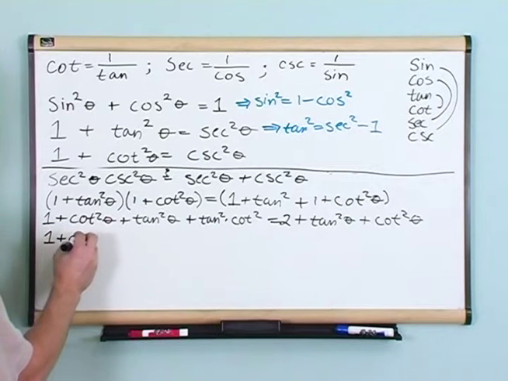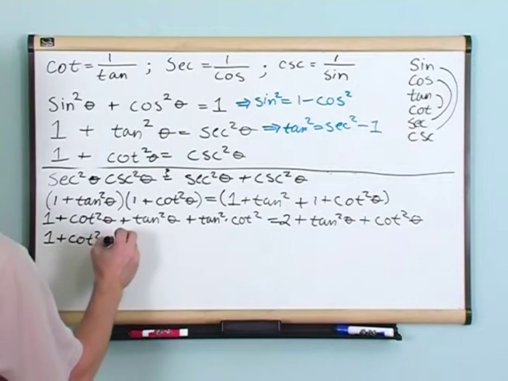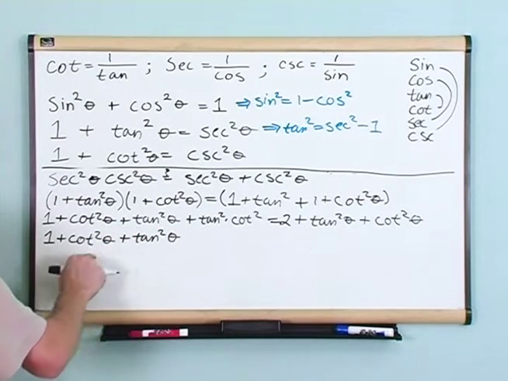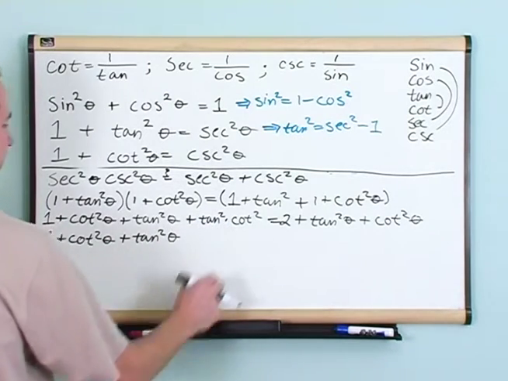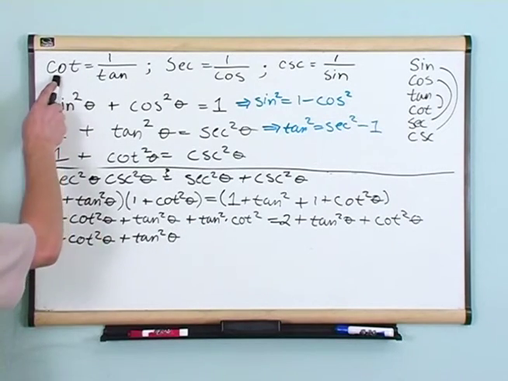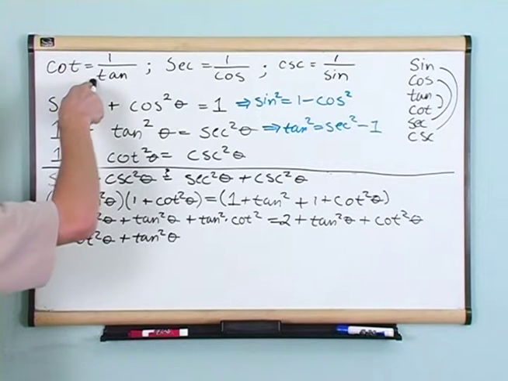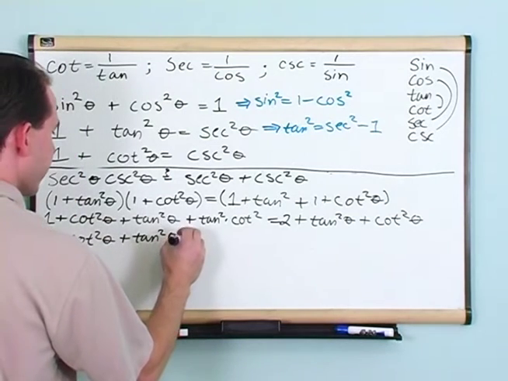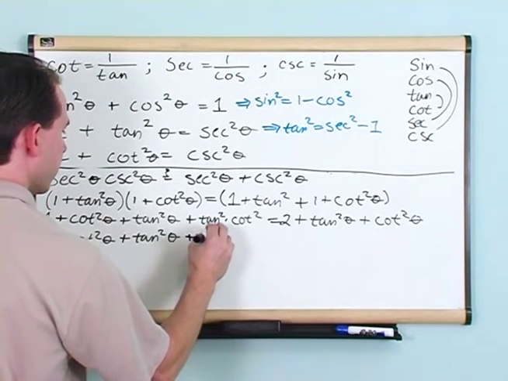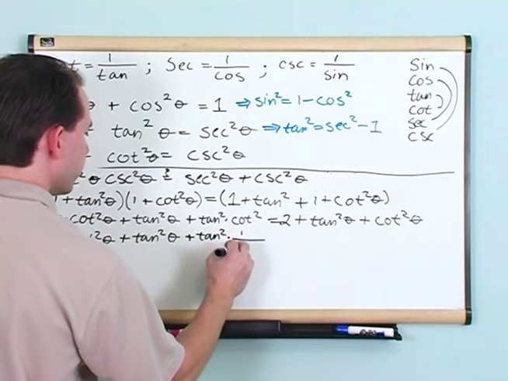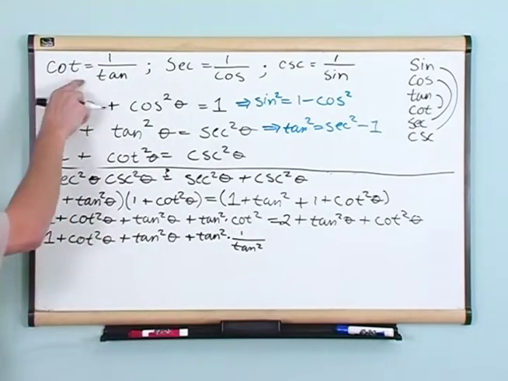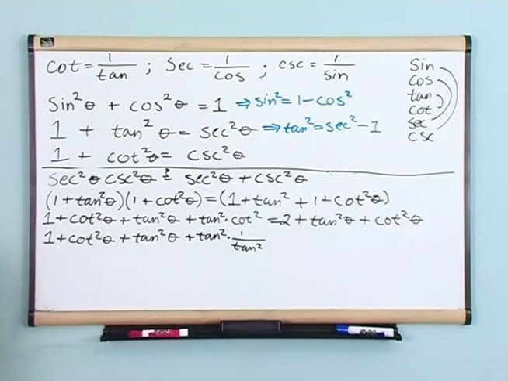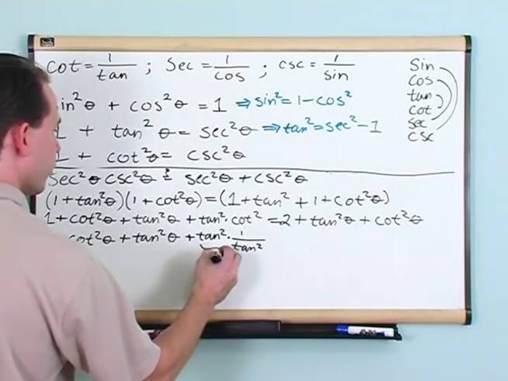So let's try that. All I'm doing is writing down the left-hand side. I've done nothing different. Now when I get to here, tangent times cotangent. Remember, cotangent is simply 1 over tangent. So cotangent squared is 1 over tangent squared. So this term right here is tangent squared times 1 over tangent squared. Cotangent is 1 over tangent, and so that's why you get this. This term, as you can see, is just equal to 1.